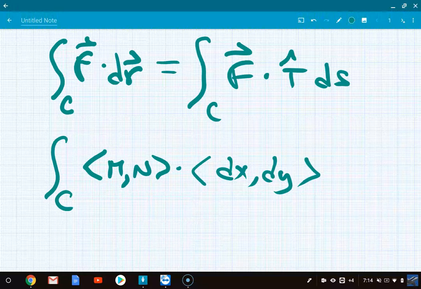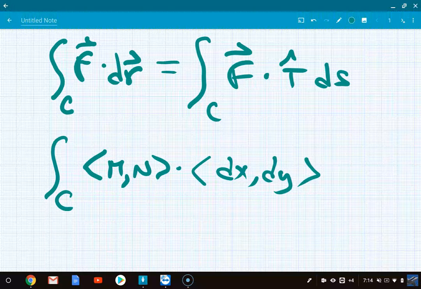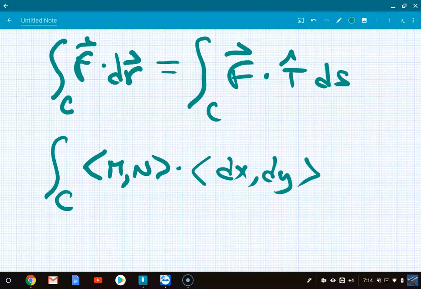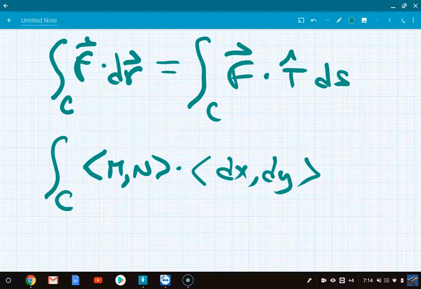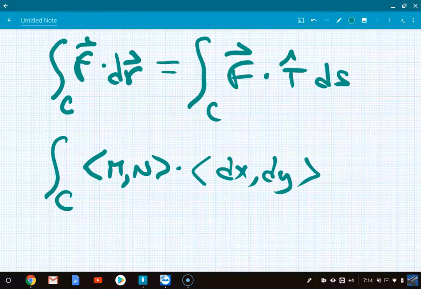This is the same thing. This is vector-wise. Right, geometrically speaking, the angle in between and the cosine of the angle, all that stuff. And this is component-wise. How do you do a dot product with two vectors that have a delta x and a delta y component? What's a dot product? It's going to be M dx plus N dy. So you could do it component-wise too. You could say, okay, I'm really just integrating this.